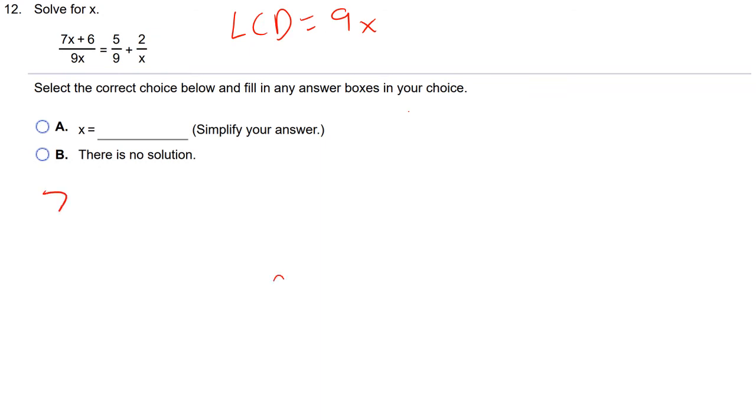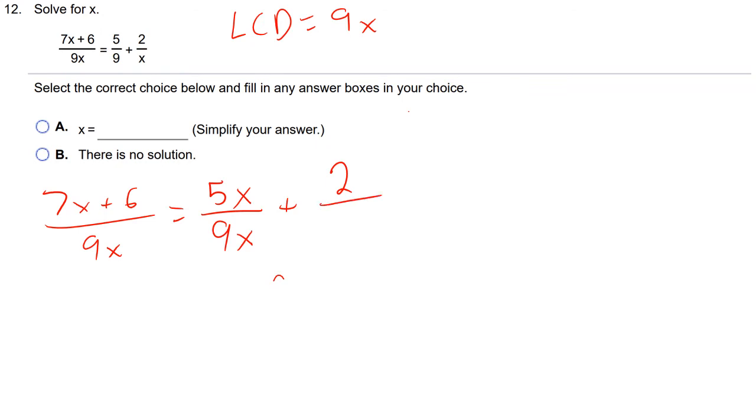Now the first one's already there. It's 7x plus 6 over 9x. So that part's easy. The next one is 5 over 9, but I want it to be over 9x. So I need to multiply by x on the top and bottom. The second one is 2 over x, but I don't want 2 over x. I want 2 over 9x. So I need to multiply that by 9.